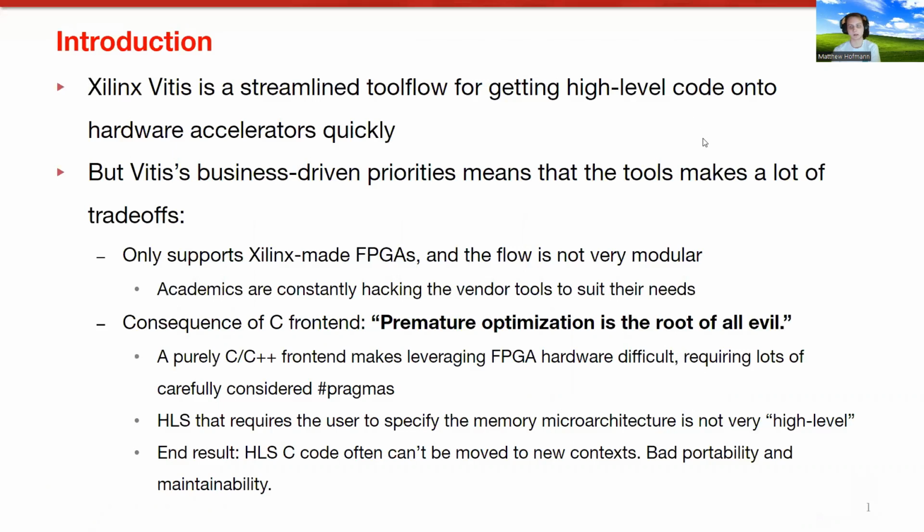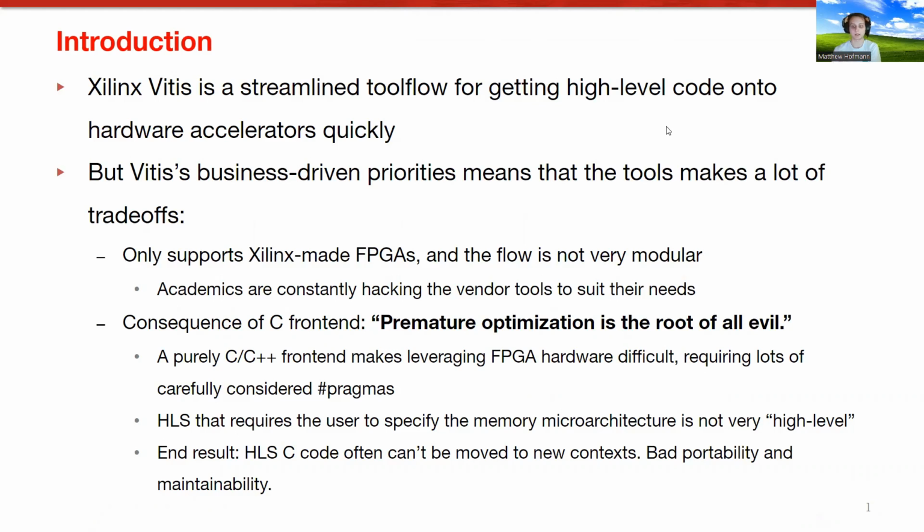So we know Xilinx Vitis is a streamlined tool flow for getting high-level code onto hardware accelerators quickly. But Vitis's business-driven priorities mean that the tools make a lot of trade-offs. So Vitis only supports Xilinx-made FPGAs, and the tool flow is not very modular. Academics are constantly hacking the vendor tools to suit their needs.